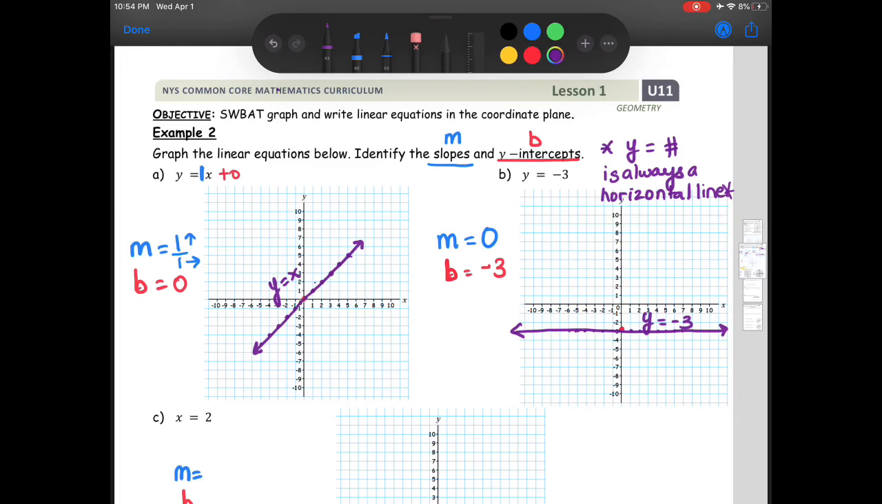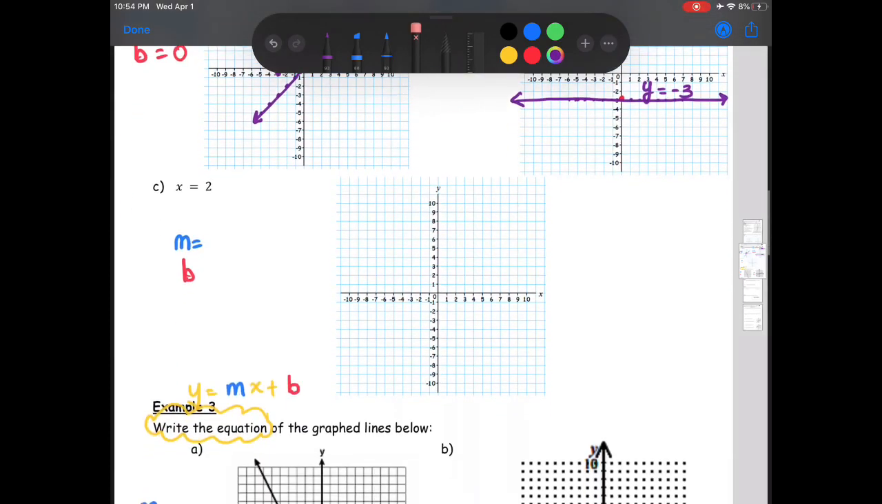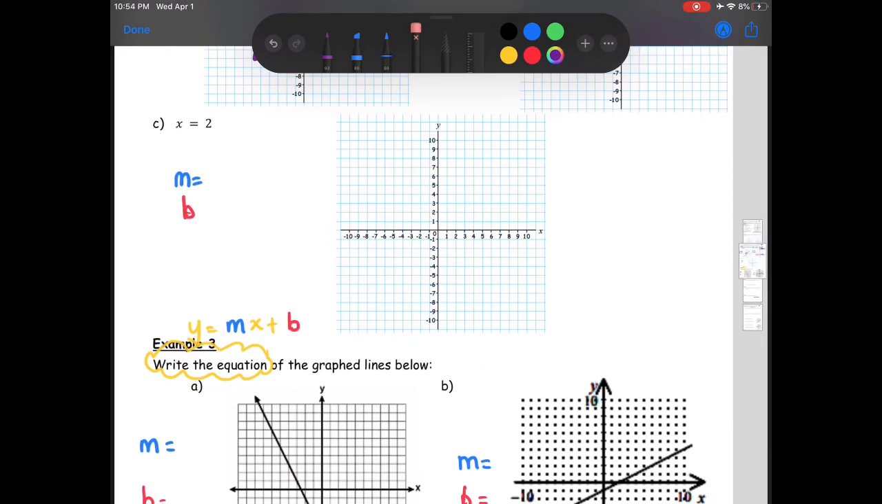Okay. So now let's do the next one. C. X equals 2. Okay. This is something you can't put in the calculator. What happens here? Take a moment, pause the video, see if you can figure it out, and then we'll go over it. Okay, so what is the slope here?